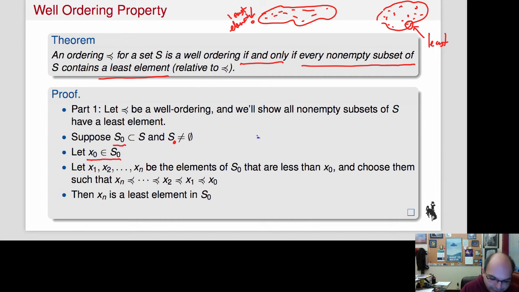Now think of this set: the set of all x such that x belongs to S0 and x is less than or equal to x0. This is that element that I picked.